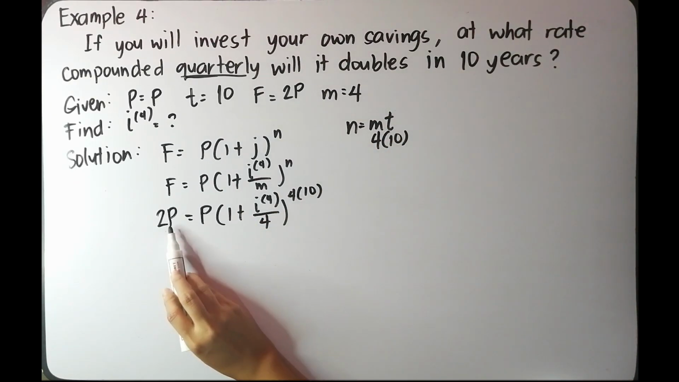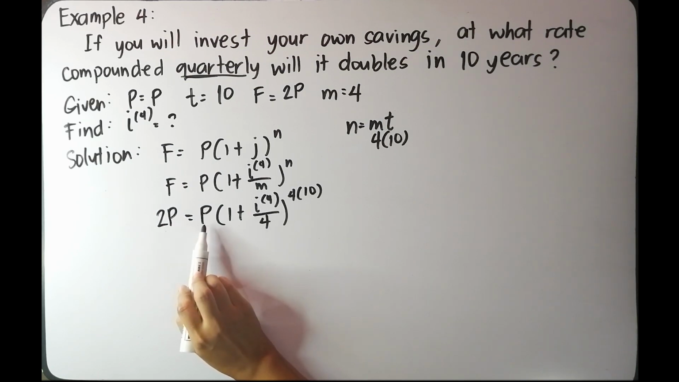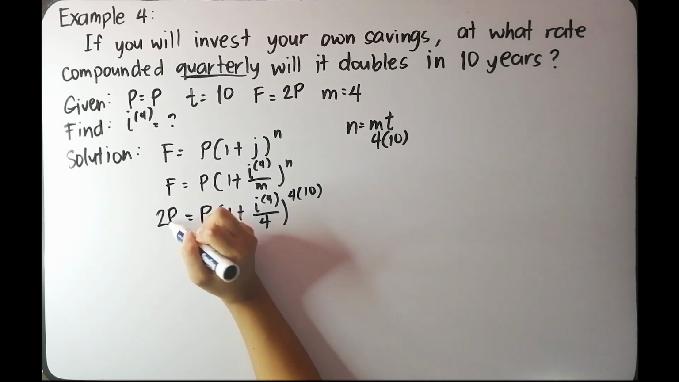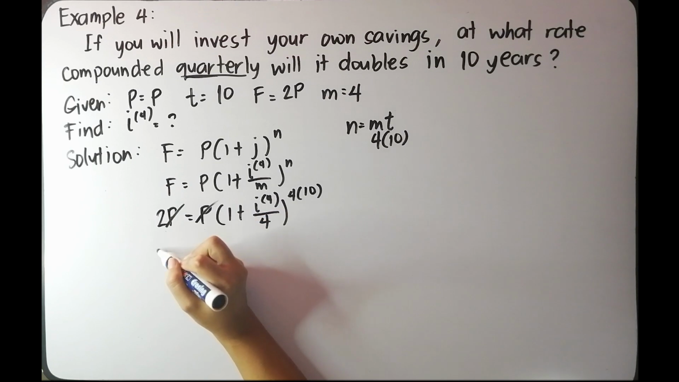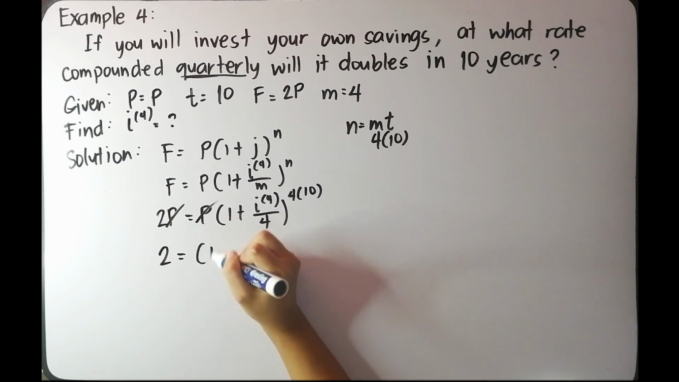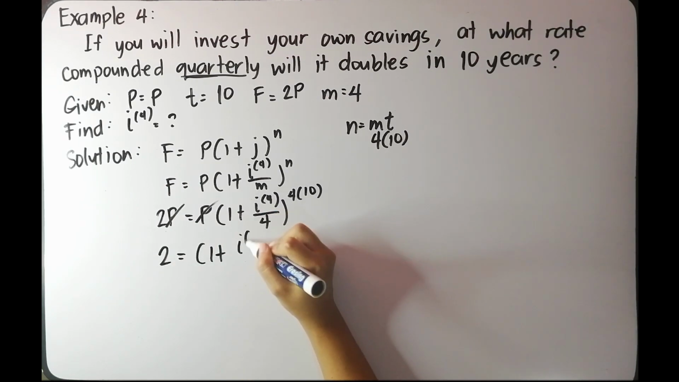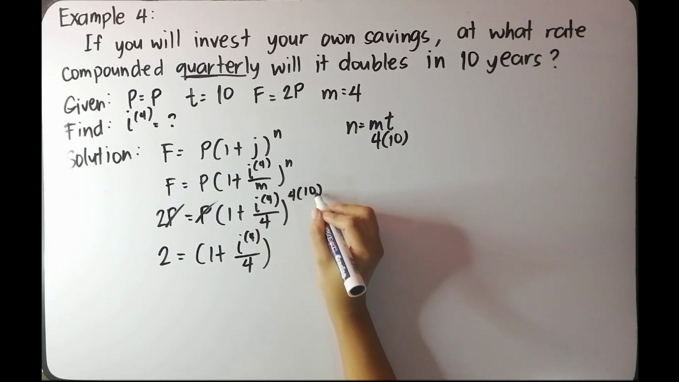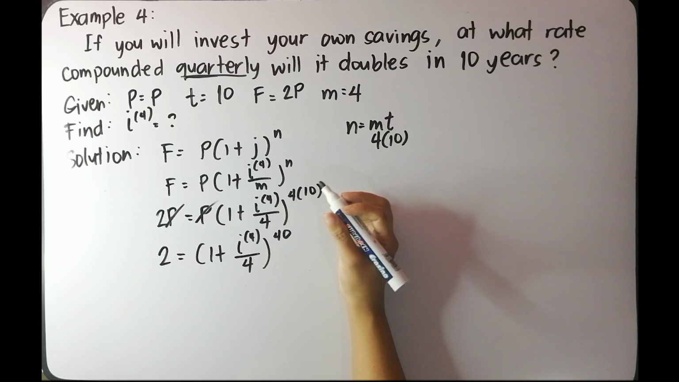So we will observe that we have a P, or the principal value, on our left side, and also P, we factor P, on our right side. So we can cancel the P on both sides. So we have 2 equals 1 plus i raised to 4 over 4, raised to 4 times 10, that is equal to 40.